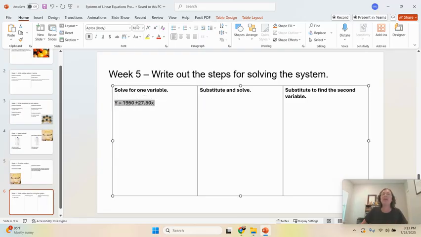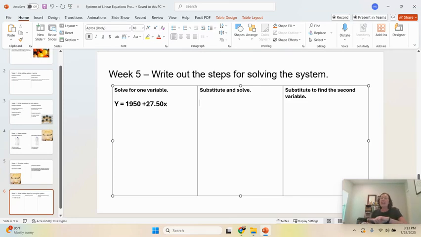I'm going to make it a little bit bigger so it's easier to see. We have already solved for 1 variable. So if you've been making your equations like the example, you're on track here. Okay, so we wanted 1 variable all by itself. Now we go to column 2.